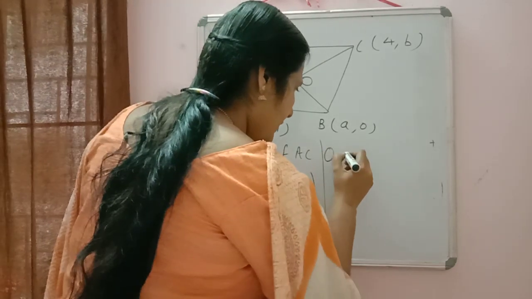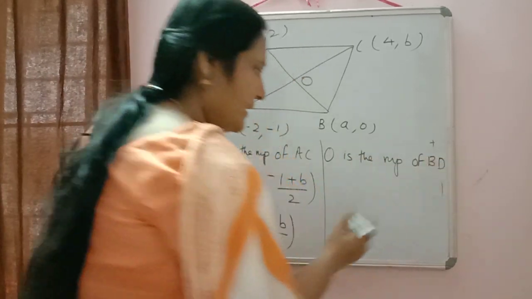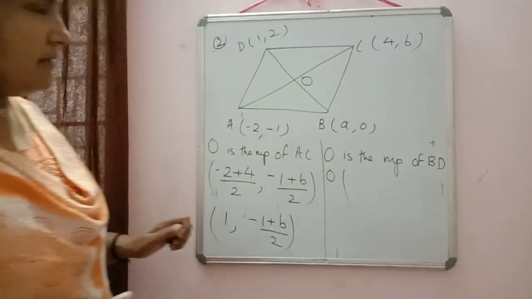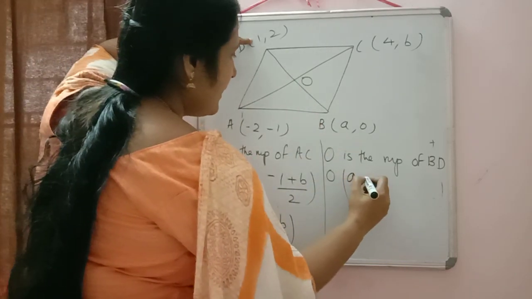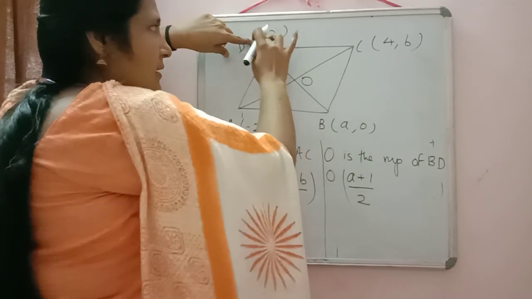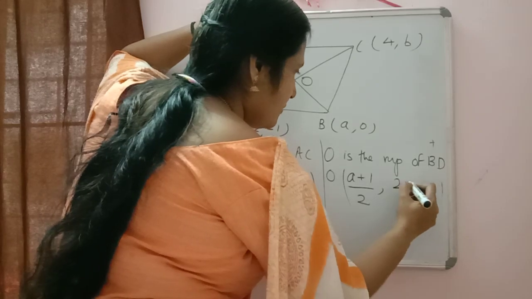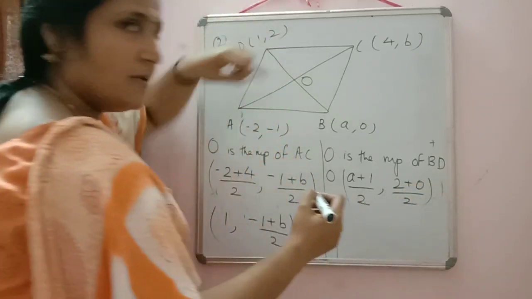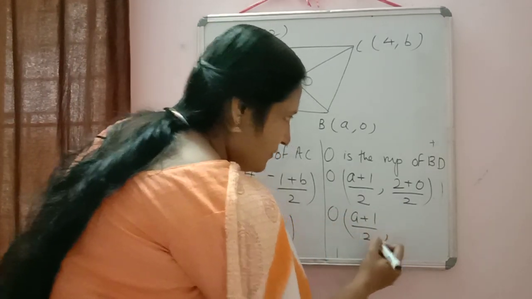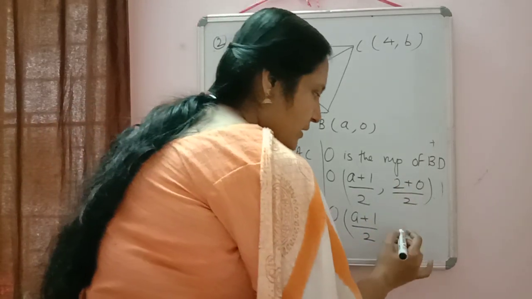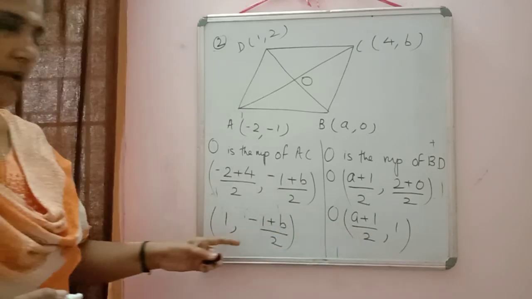In the same way we will write O is the midpoint of BD, again I am writing MP for midpoint. So in that case, what will we get as the coordinates there? Check. BD, so it will be equal to (a + 1)/2, x1 + x2 by 2, comma, (y1 + y2)/2, (2 + 0)/2. So (a + 1)/2, comma, 2 + 0, so 2 by 2 is equal to 1.